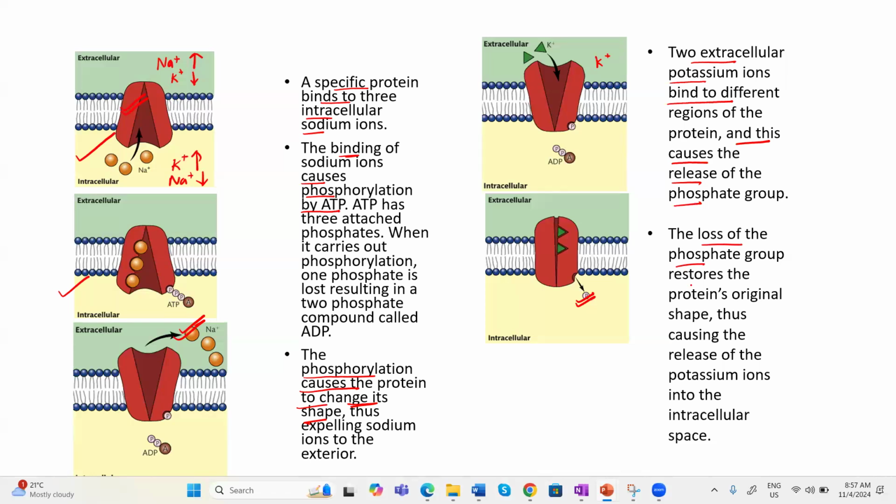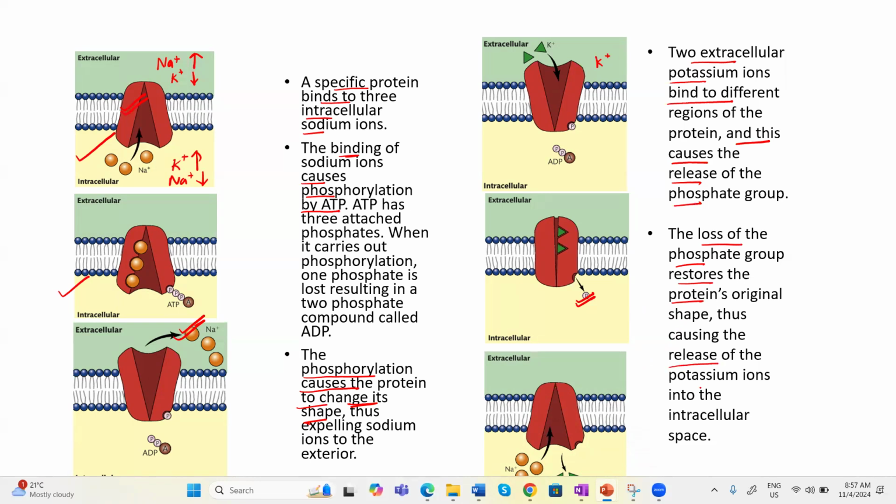Loss of the phosphate group means the protein will come back to its original shape. And what is the original shape? It opens towards the intracellular side, causing the release of the potassium ions into the intracellular space, and is ready to bind the next 3 sodium ions. So this is how active transport is done. They are moving the ions against the concentration gradient with the help of ATP. The protein taking part is a carrier protein, but because it is powered by ATP, we say these are pump proteins. Is it clear? These are pump proteins.